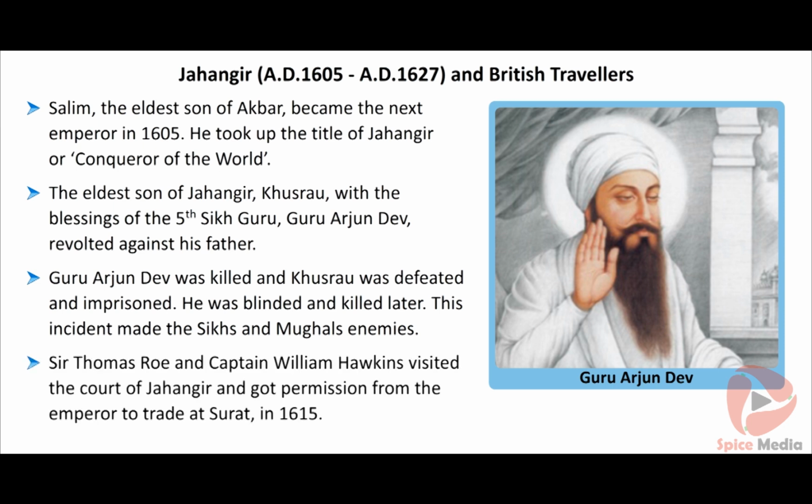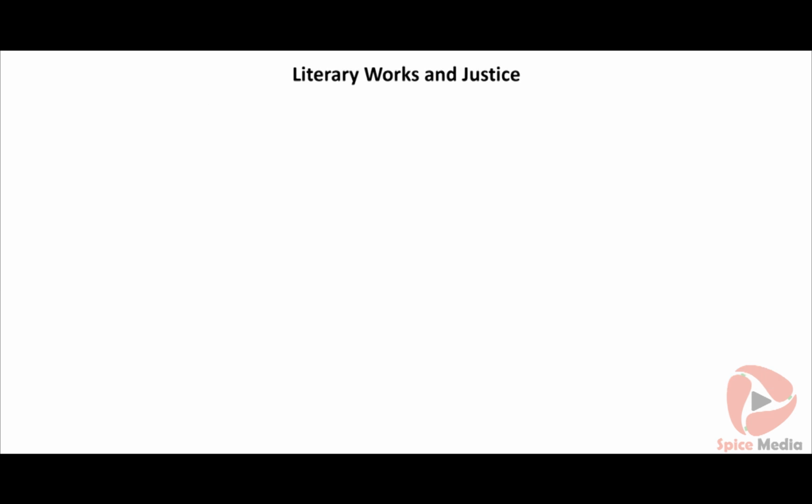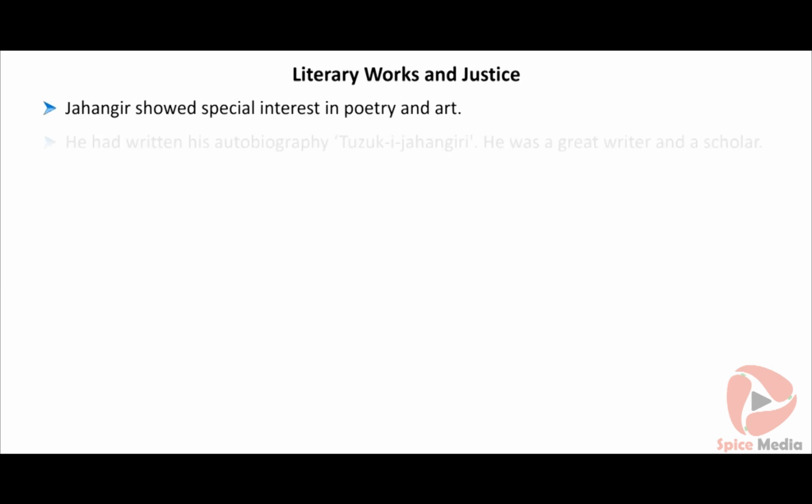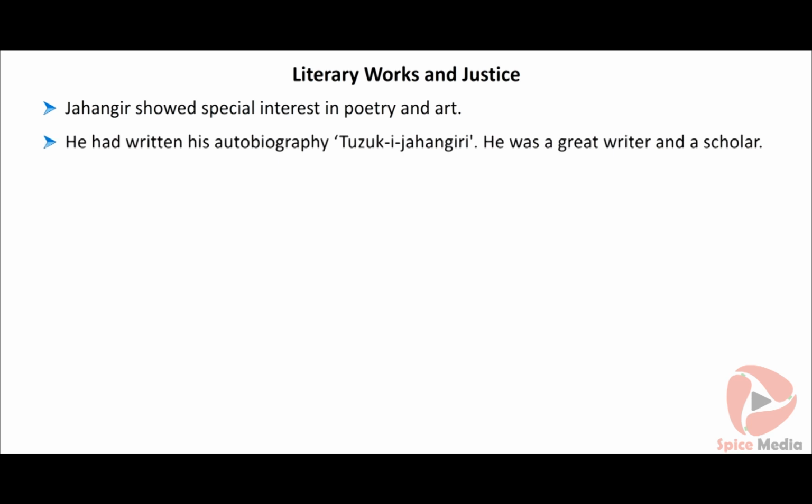Sir Thomas Roe and Captain William Hawkins visited the court of Jahangir and got permission from the emperor to start trade at Surat in 1615. Literary works and justice. Jahangir showed special interest in poetry and art. He had written his autobiography, Tuzuk-e-Jahangir, in which he has given a detailed account of his reign. He was a great writer and a scholar. In the field of justice, his contribution is noteworthy.